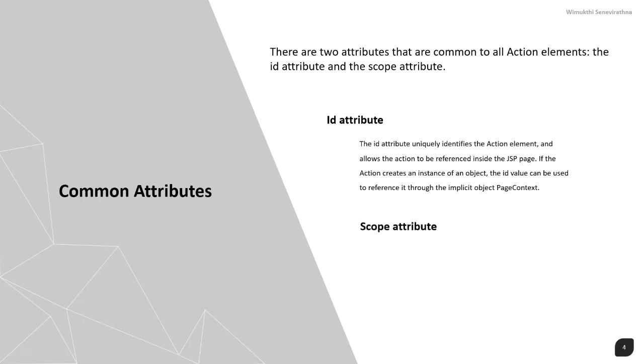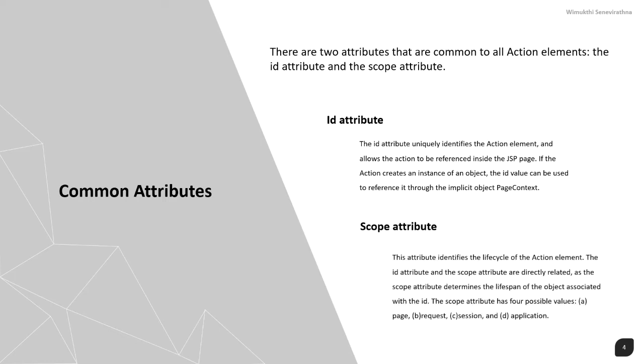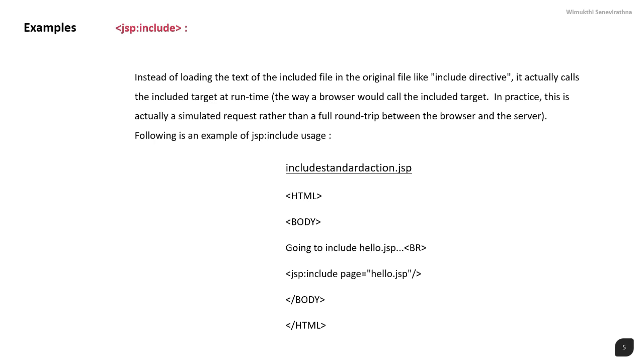Scope attribute. This attribute identifies the life cycle of the action element. The ID attribute and the scope attribute are directly related, as the scope attribute determines the lifespan of the object associated with the ID. The scope attribute has four possible values: page, request, session, and application.